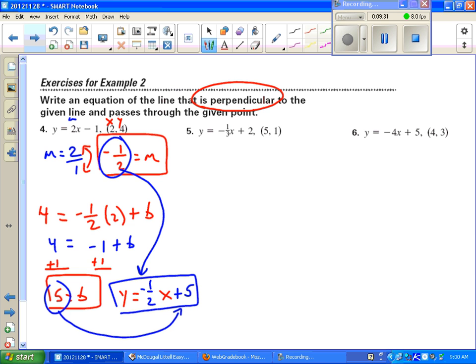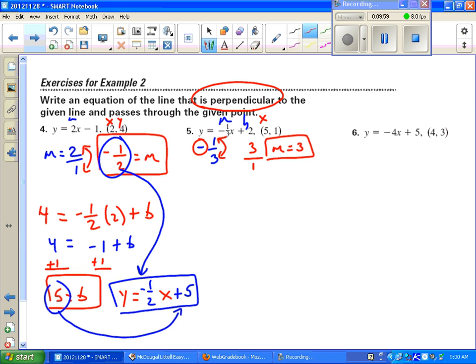For number 5, again, it's in y equals mx plus b form, so you have your slope and your y-intercept of the equation that's up there. The only thing you're interested in is -1/3 as a slope, but again, it's perpendicular. It's not a parallel line. So you need to take 1 over 3 and flip it and make it 3 over 1. Negative becomes positive. So your new slope is going to be a positive 3.